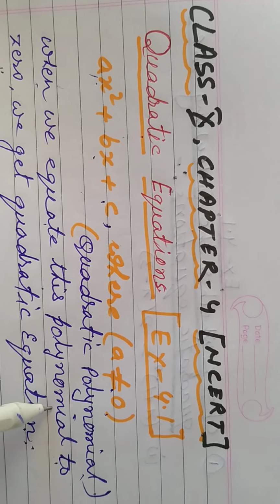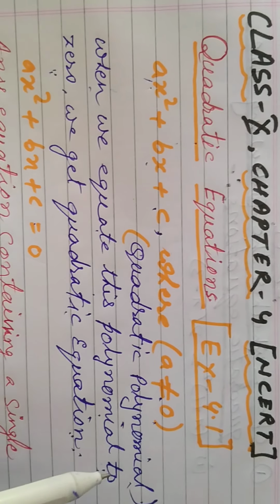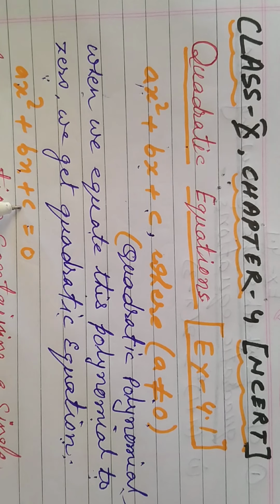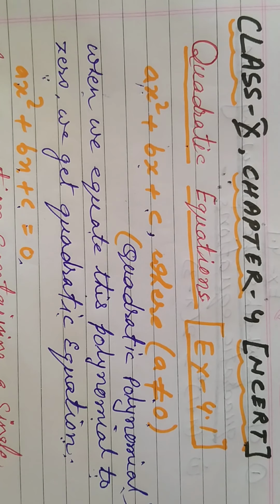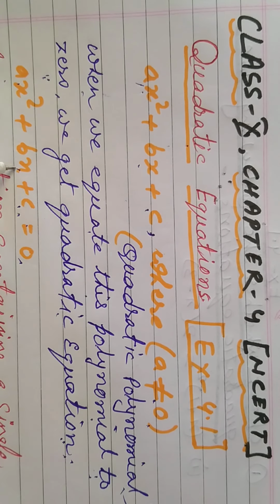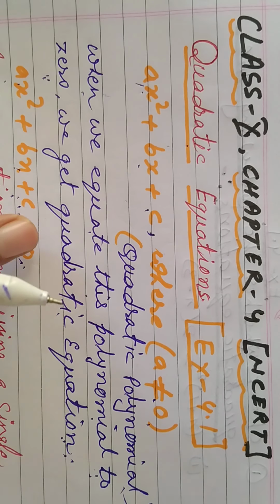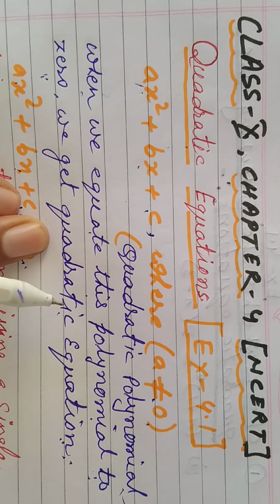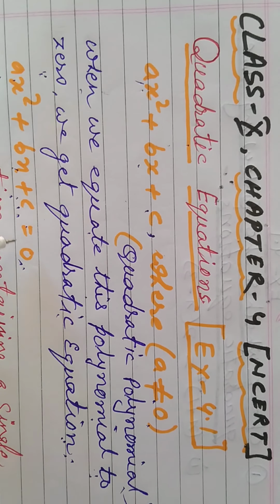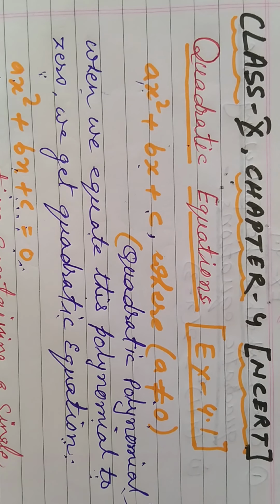When we equate this polynomial to 0, we get a quadratic equation: ax square plus bx plus c equal to 0. Before the equal sign, ax square plus bx plus c is a quadratic polynomial. When we equate this to 0, it is called a quadratic equation.